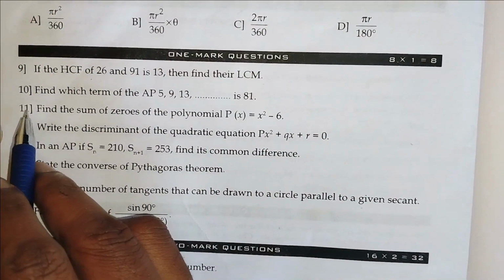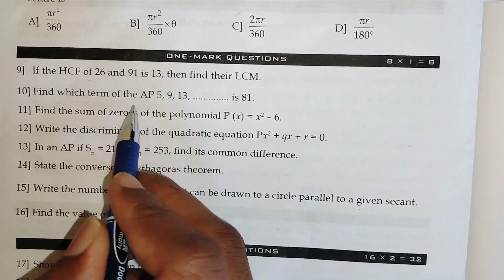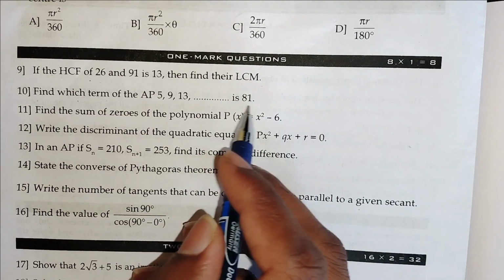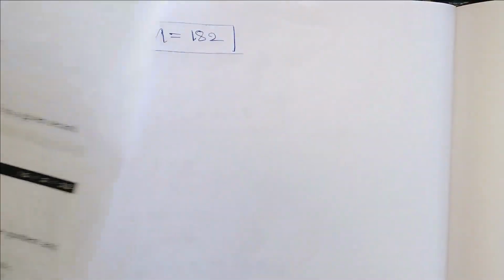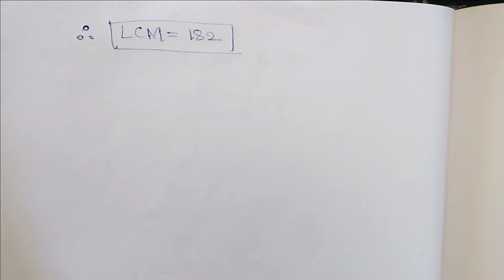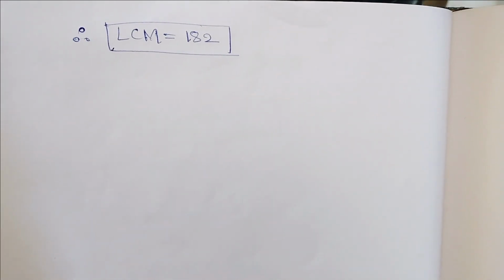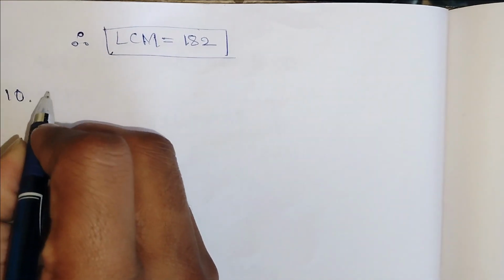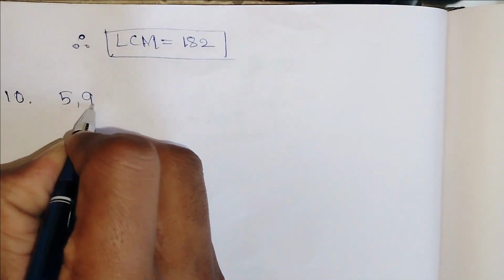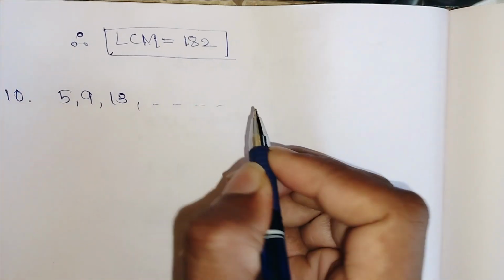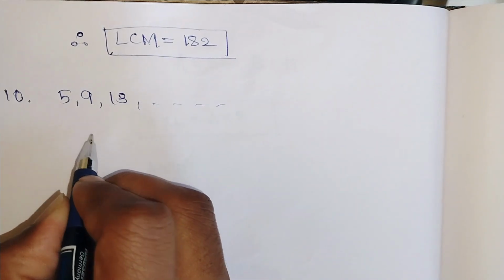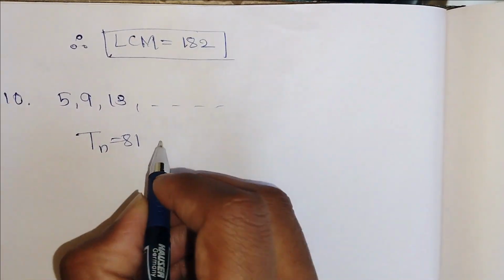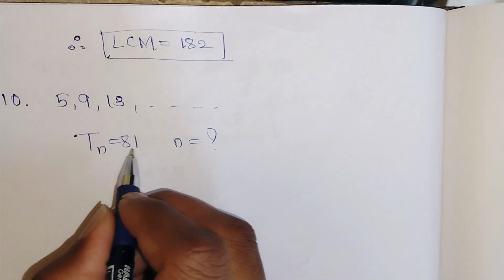The next question is, find which term of the AP 5, 9, 13, and so on is 81. Okay, so we have to find the term which is having 81. That is the 10th problem. Here the series is 5, 9, 13, and so on, and we have to find 81. Tn is 81 here. We have to find n for a given Tn.